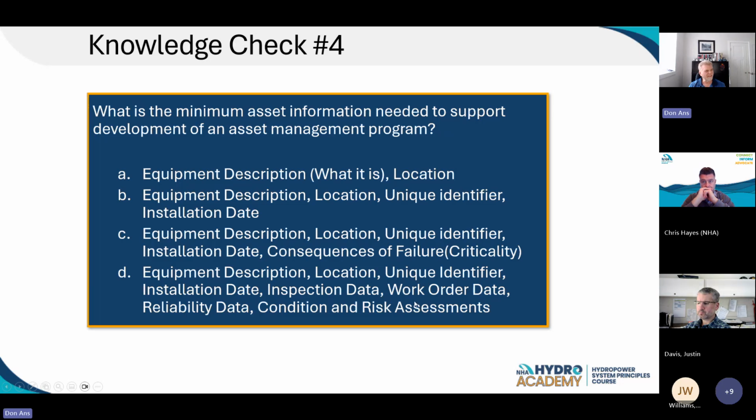Everything else, as you get to D, you can imagine there's all this other information that you have to know to move forward in more extended analysis, like your reliability data, your condition and risk assessments, your whole life cost model, all that good stuff. That all builds upon C. So if you have this base information in C, then you can move forward with your asset management program.